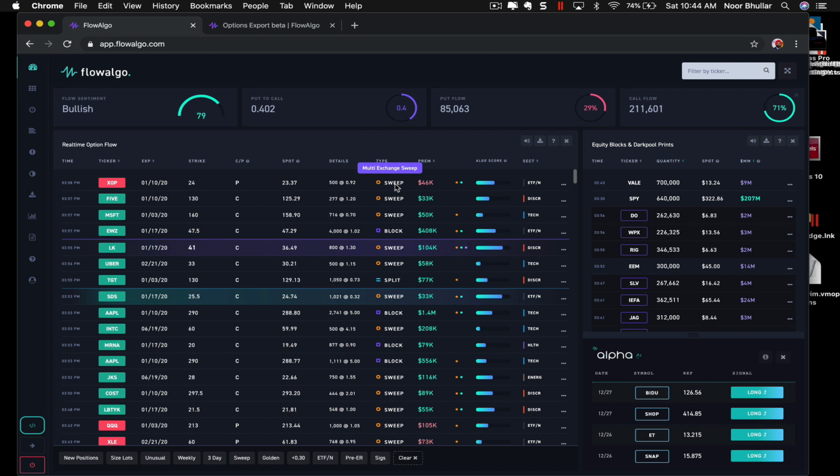So today, let's just start with the example of Amazon. And one of the things you can do is, this is an app called Flow Algo. There's a company called Flow Algo, and I have a subscription to it that provides you this data.